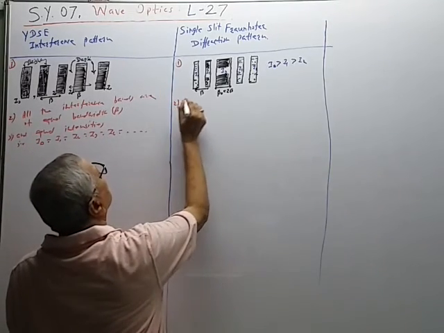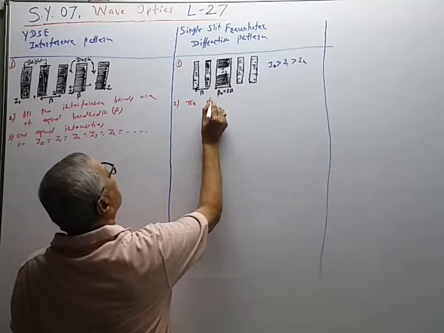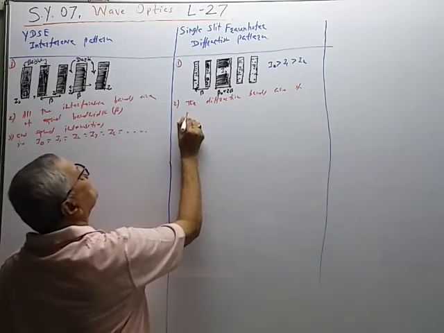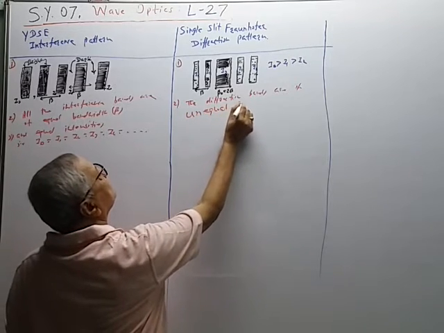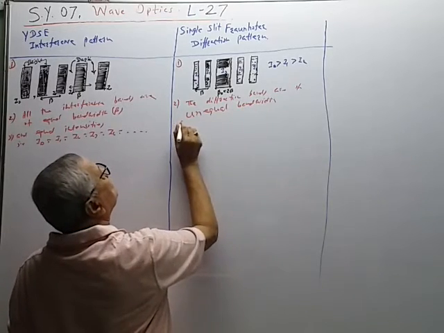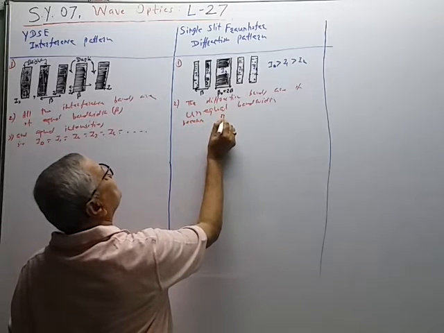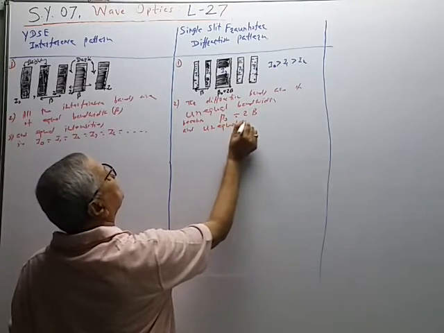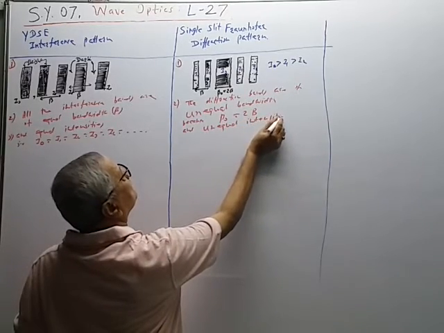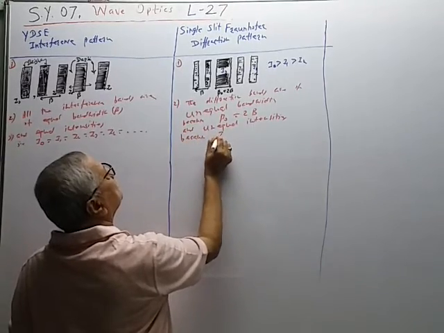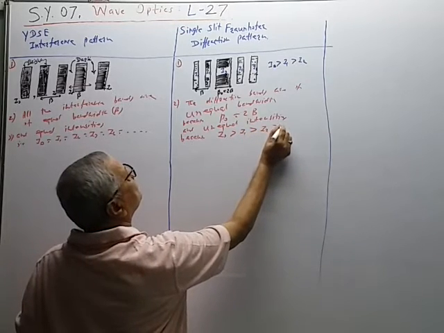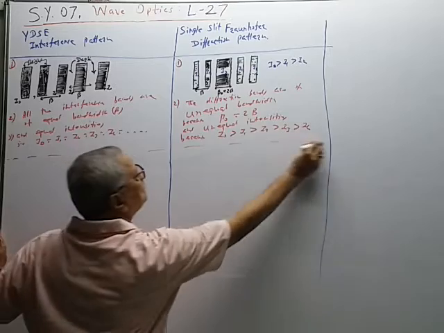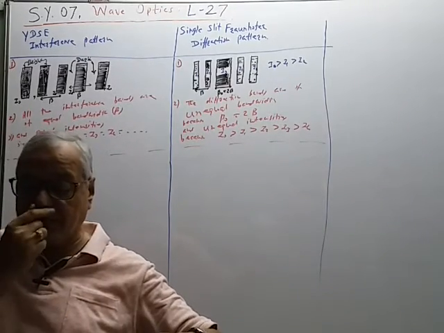Now on this side, the diffraction bands are of unequal bandwidth because beta 0, the width of the central maxima, is equal to 2 times beta n. Unequal intensities, because I0 is greater than I1 is greater than I2 is greater than I3 is greater than I4, like this. So intensity goes on decreasing. So from the diffraction and interference pattern we get these simple differences like this.